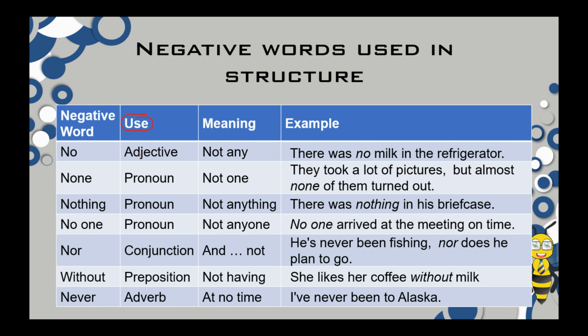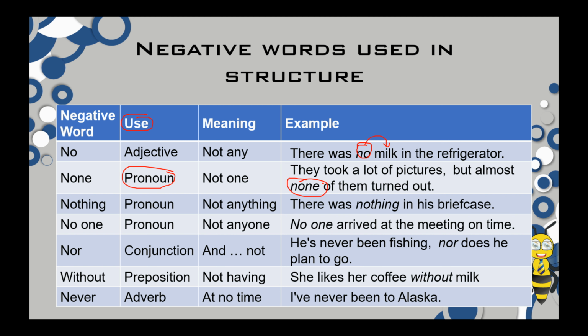No is an adjective, so it describes a noun. For example, it says there was no milk. No describes the noun milk, so it's saying there is nothing. None is a pronoun, so it might be the subject of the sentence, or the object. It says he took a lot of pictures, but almost none of them turned out. In this case, none is the object of the sentence.